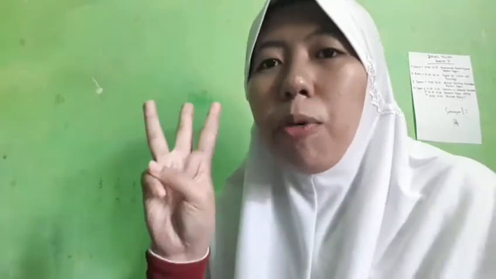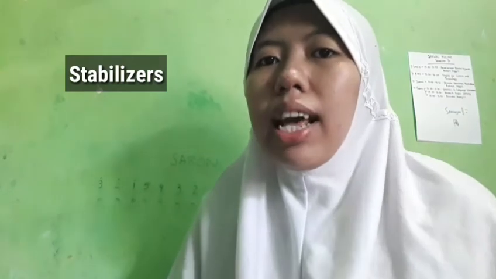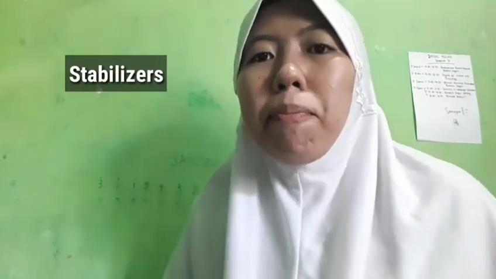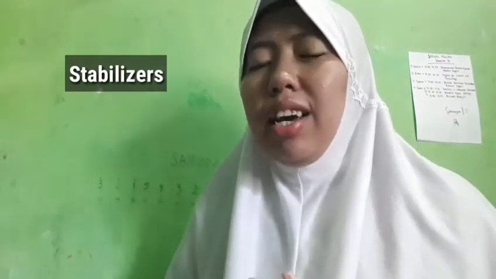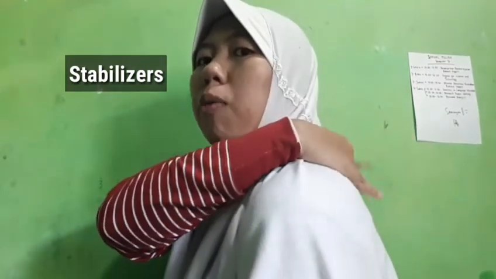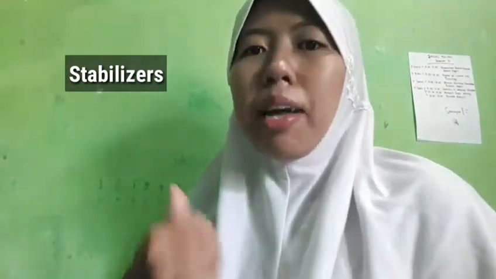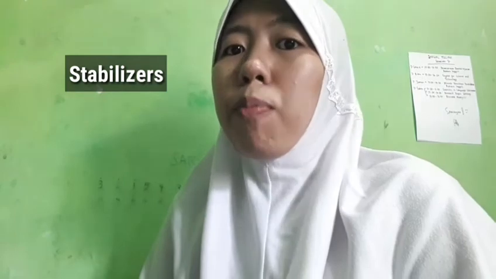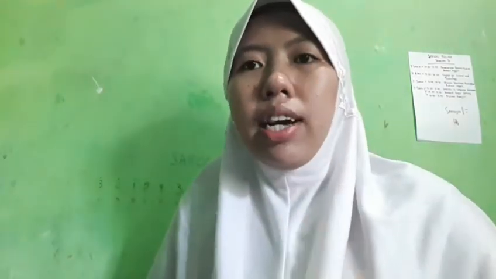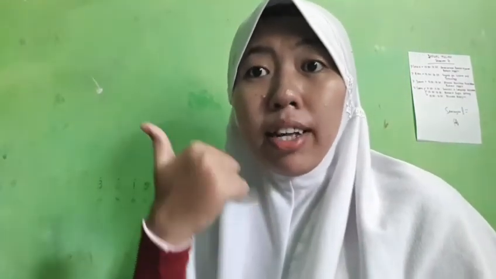And then the last point is the stabilizer. Stabilizers act to keep bones immobile when needed. Your back muscles, for example, are stabilizers when they are keeping your posture steady. I think that's all for the anatomical body actions. Let's move to the next material.